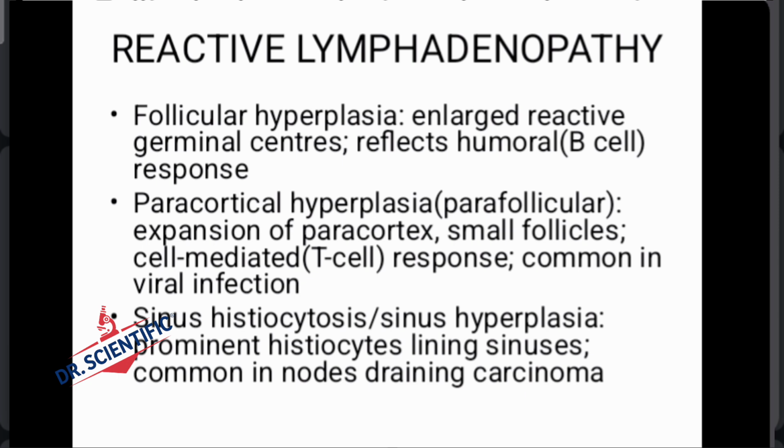So if you have, for example, a carcinoma of the breast and it is draining into the axillary lymph nodes, if you are to take that axillary lymph node and prepare it and look at it under the microscope, you will find mostly the sinuses are the ones that are hyperplastic, or there is sinus hyperplasia. And then you probably will be able to see the malignant cells also there.